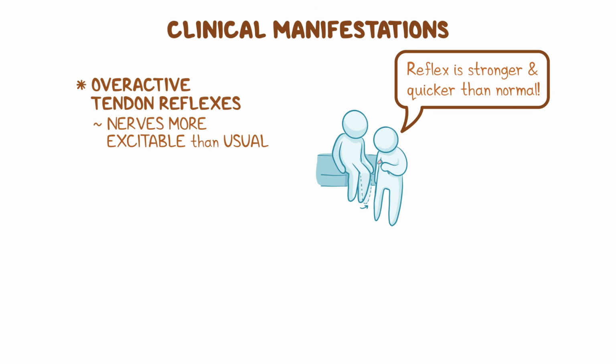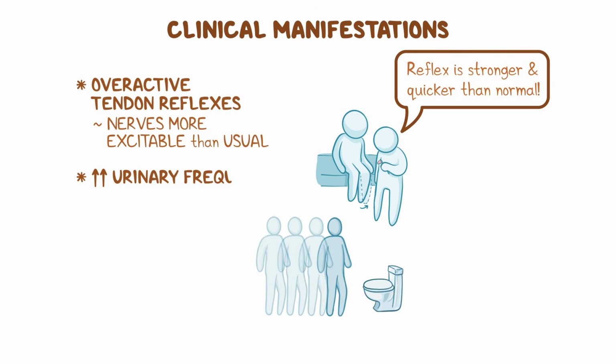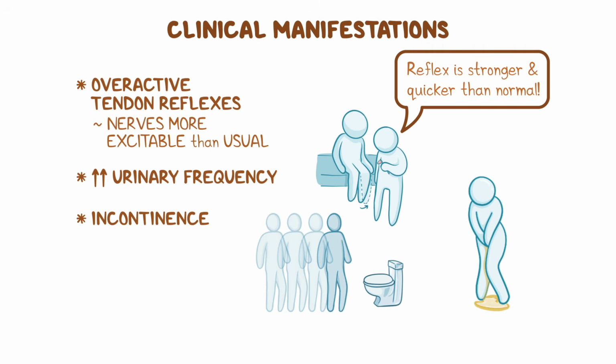The same motor neuron damage that causes stiffness and reflex changes in the legs can also affect the nerve control of the bladder, resulting in urinary symptoms like increased urinary frequency and incontinence.